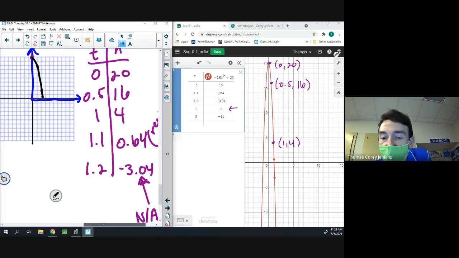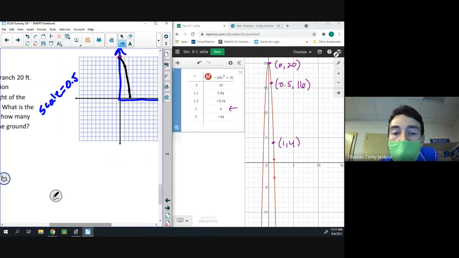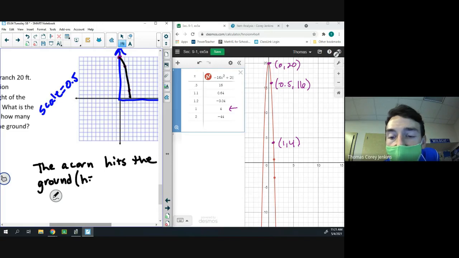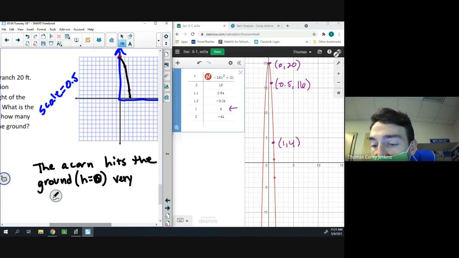Okay, so let's go ahead and finish with that. The acorn hits the ground, and you might note there that that's where h equals 0, very close to 1.1 seconds.